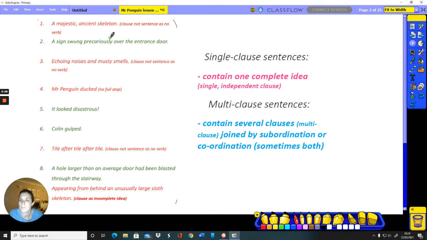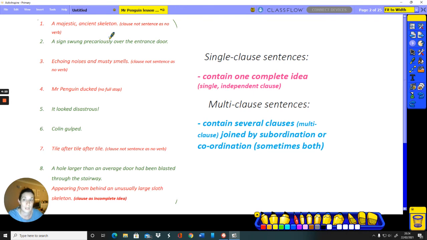Number 3 does not have a verb. If we read it, echoing noises and musty smells. Okay, so it's a clause. It's not a sentence. It doesn't stand alone. It does not make sense on its own. Now, Mr. Penguin ducked. Number 4. I hope you notice that it's not a sentence because it doesn't have a full stop. Even though it makes sense, Mr. Penguin ducked. It's a nice short sentence. It's a complete idea, but it does not have a full stop, so we can't count it as a sentence.